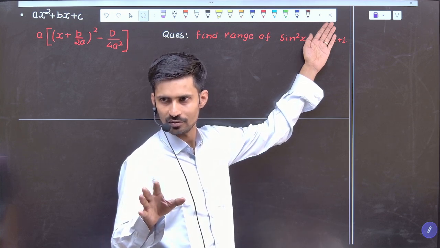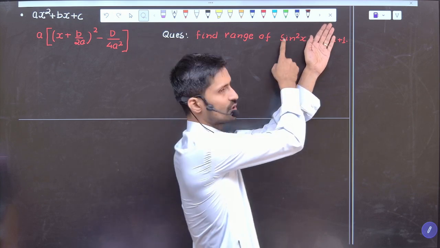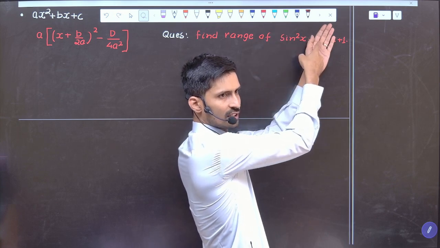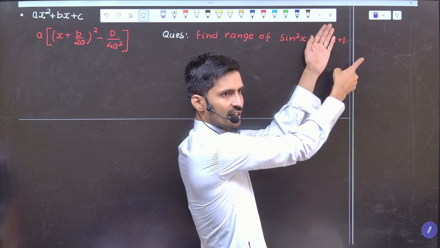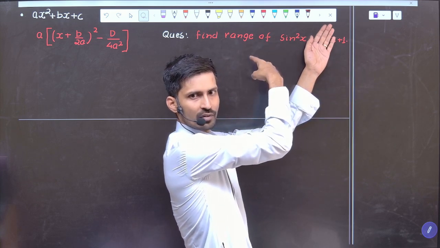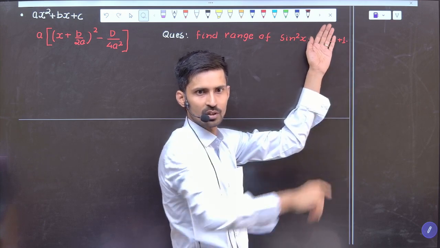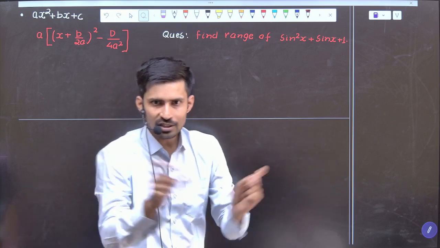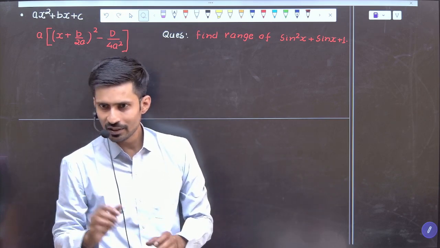Correct or no? Sin square x lies between 0 and 1. Now I want to generate sin square x plus 1. What will I do? Add 1. So on this side 0 plus 1 is 1, on this side 1 plus 1 is 2. Got the range or not? But now both terms are coming together. Is there some problem here or not?